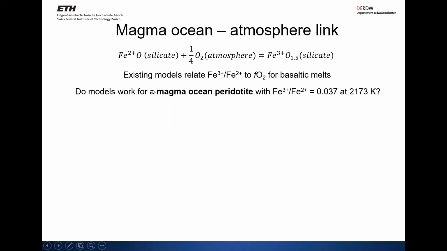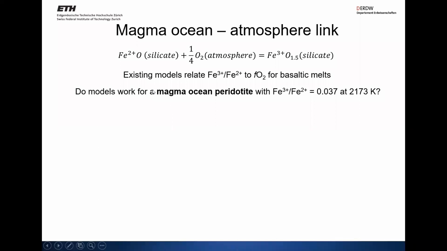And we do have expressions to relate these two quantities, but these expressions are really only determined for basaltic melts. And so these are the type of magmas that are produced on Earth today. However, if the whole Earth was molten at some stage post-moon-forming giant impact, then we would no longer have a basalt, but we would have a liquid peridotite.